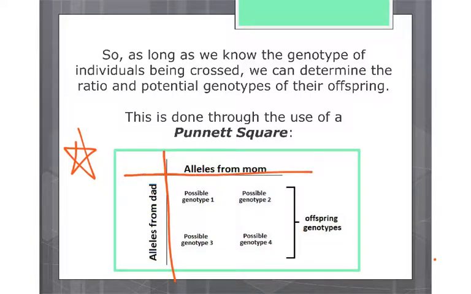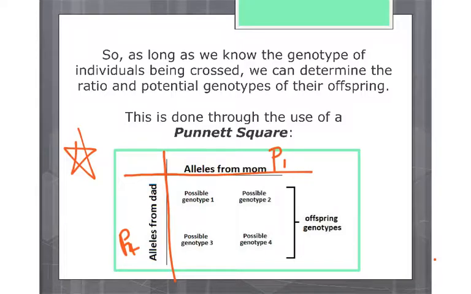Now, I know it says alleles from mom, but I also refer to that as alleles from maybe one parent. It says alleles from dad, but I look at it as the alleles from the other parent. So by putting these traits in these Punnett squares, I'm going to get the probability of what these traits in the offspring will be. Okay, so let's give an example.